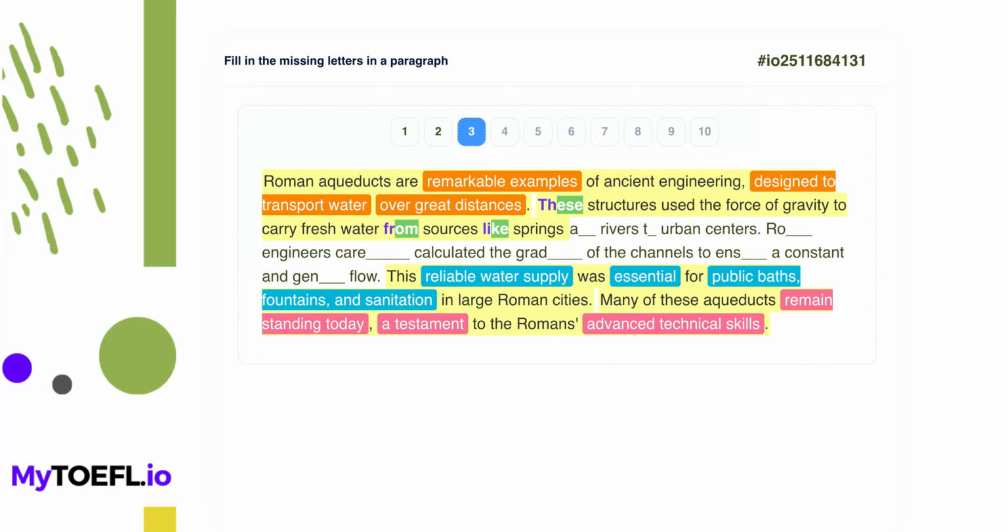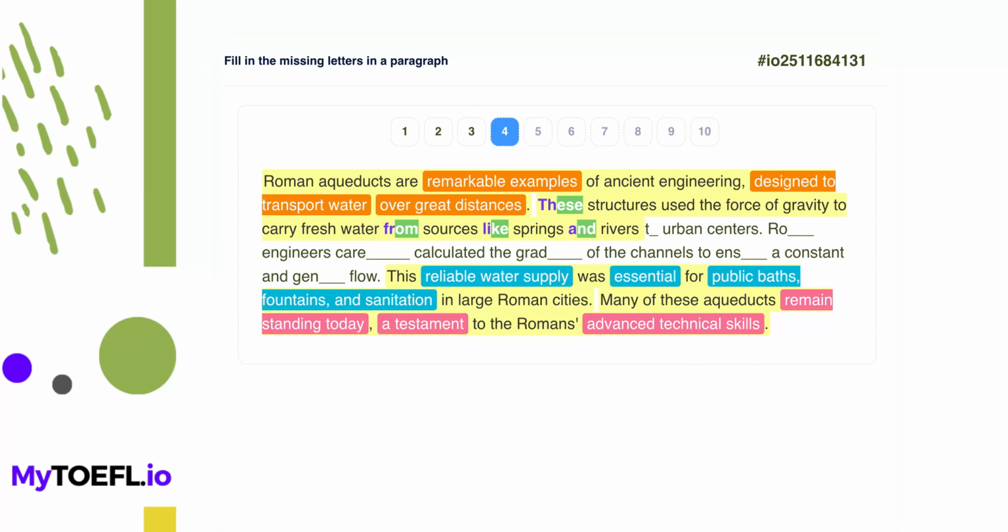The answer is like. Next, we have the fourth blank. These structures use the force of gravity to carry fresh water from sources like springs blank rivers. The question provides the letter A and contains two missing spaces. This blank sits between springs and rivers. Grammatically, we are joining two nouns of the same type together in a list. We need a coordinating conjunction to connect these two water sources. The most common conjunction starting with the provided letter is and.